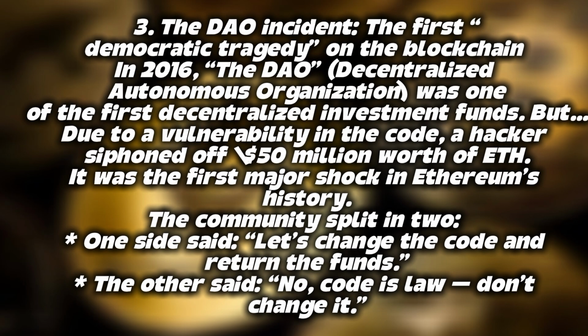The community split into two factions. One side argued, "Let's change the code and return the funds." The other side said, "No, code is law. We shouldn't change it." As a result, Ethereum was split in two. Ethereum, ETH, the modified version. Ethereum Classic, ETC, the unchanged original blockchain. This event sparked discussions not only about technology, but also about ethics and philosophy.